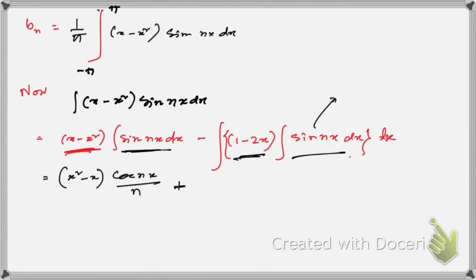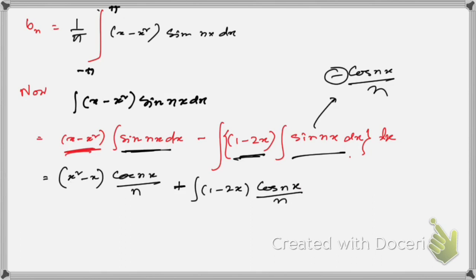just wait for a minute. Integration of this is minus cos nx by n, right? Then this minus multiplied here, then multiply this minus with this one, so that's going to give you plus integration of 1 minus twice x cos nx by n. So this is going to be n dx.